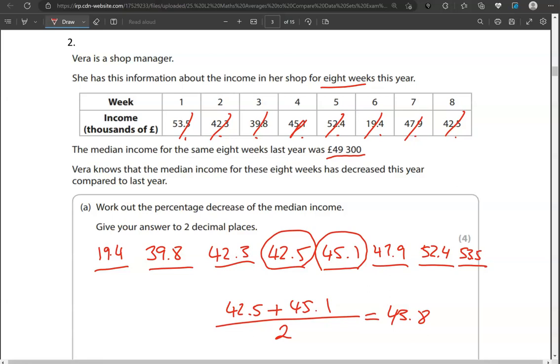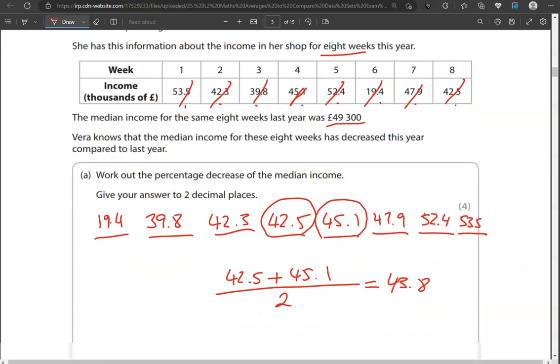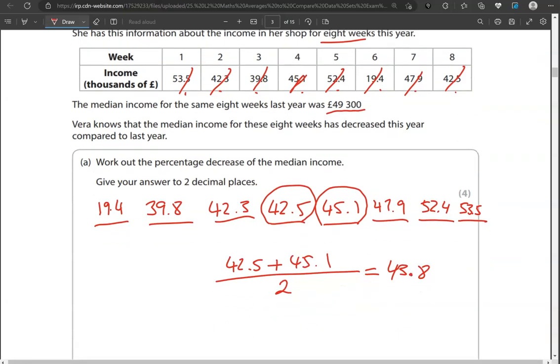We're going to compare it to 49,300. I'm going to write this in full since I'm comparing to 49,300. So this is 43,800. Can you see that the comma is exactly at the same place as a decimal point? So we know that this is lower than 49,300. We're going to work out the percentage decrease.